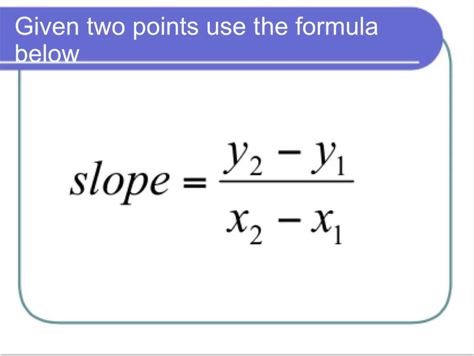There's a formula for finding the slope. Your slope equals y sub 2 minus y sub 1 over x sub 2 minus x sub 1, which, as you realize, is the difference in your rise over the difference in your run.